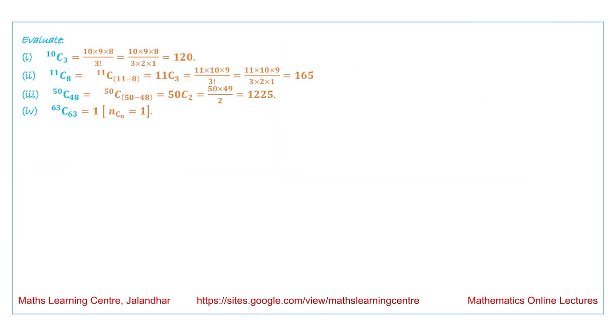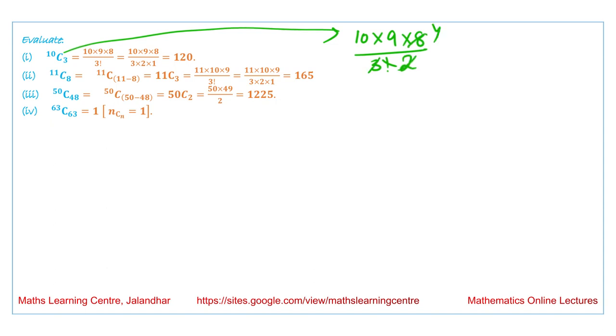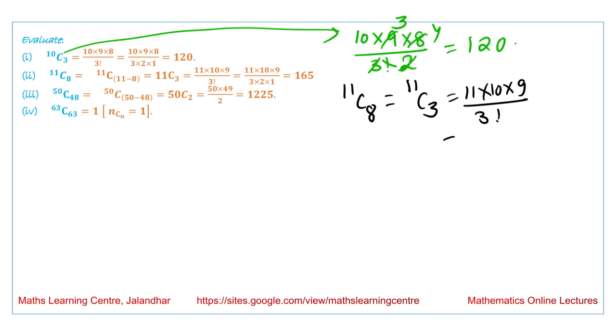Next we have to evaluate the value of 10C3. These are problems based upon these results that we have studied. So 10C3, we know it will be 10 into 9 into 8 divided by 3 factorial, and the value of 3 factorial is 3 into 2. So this gets cancelled, this gets cancelled, and the answer we are left with is 120. Next is 11C8. We can write this is equal to 11C3. So this is equal to 11 into 10 into 9 divided by 3 factorial. Answer we will have is 165.